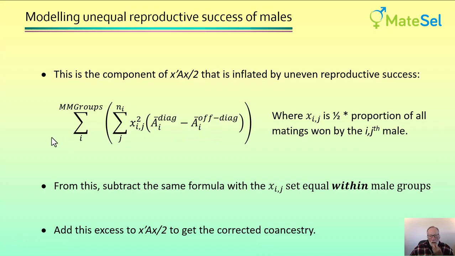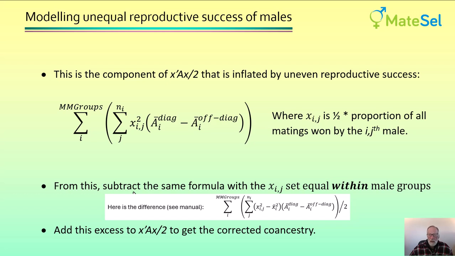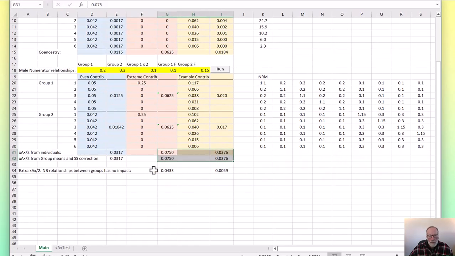Here it is. With a little page of genetic algebra, you come at the end of that to see that this is the component of coancestry that is inflated by the uneven reproductive success in the males. And that's a function of the sum of squares of contributions within groups. I won't go into detail on this; you can have a look at it later if you want. However, there is a component for this where you have even contributions, so you have to calculate that as well. The difference between the 2 is the extra amount of coancestry you're going to get because of the increased sum of squares of contributions within groups. So we add that excess and we get the result, as you see here.